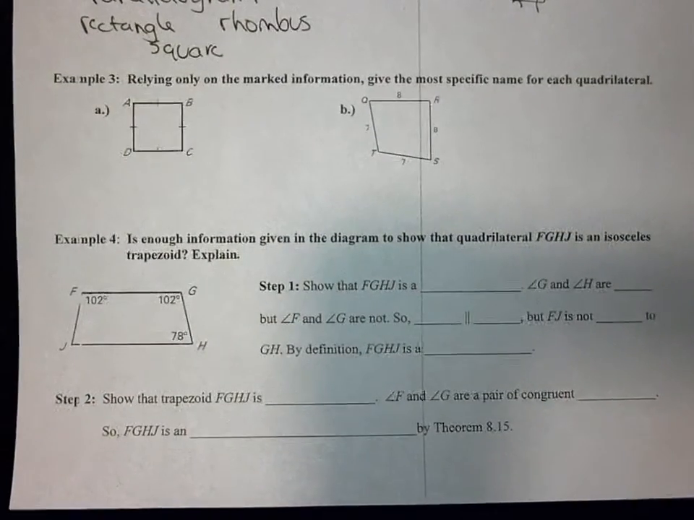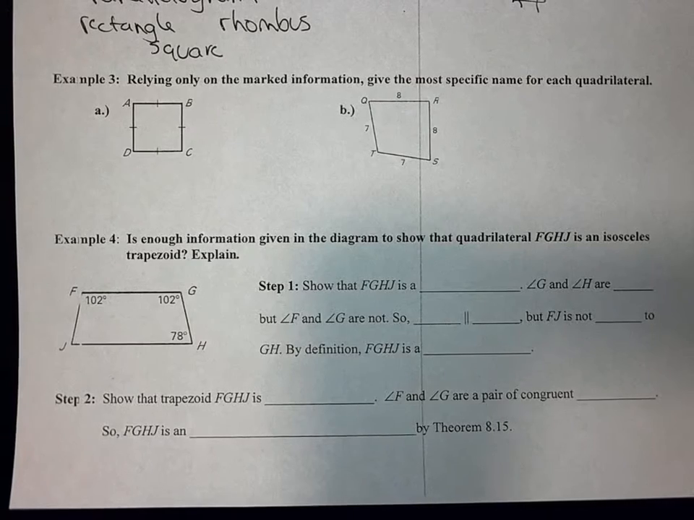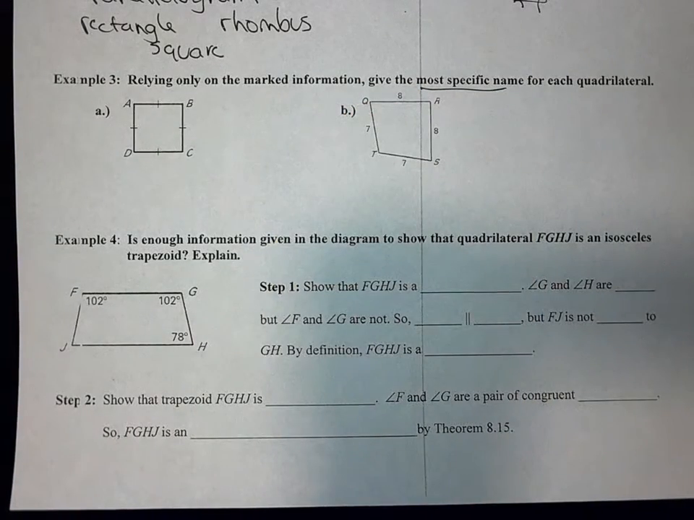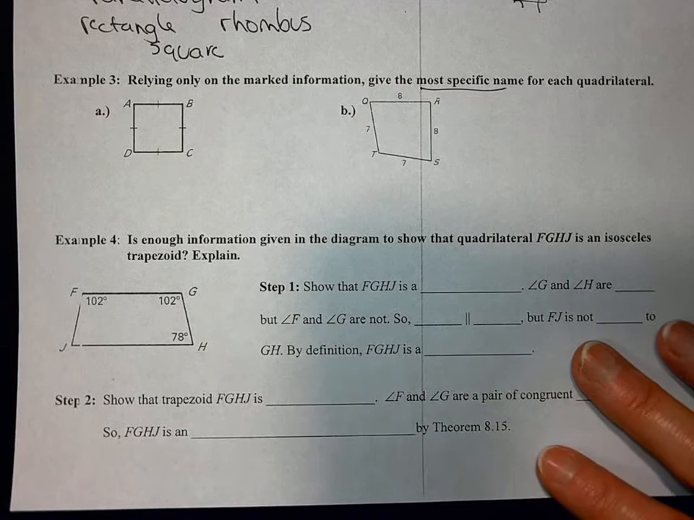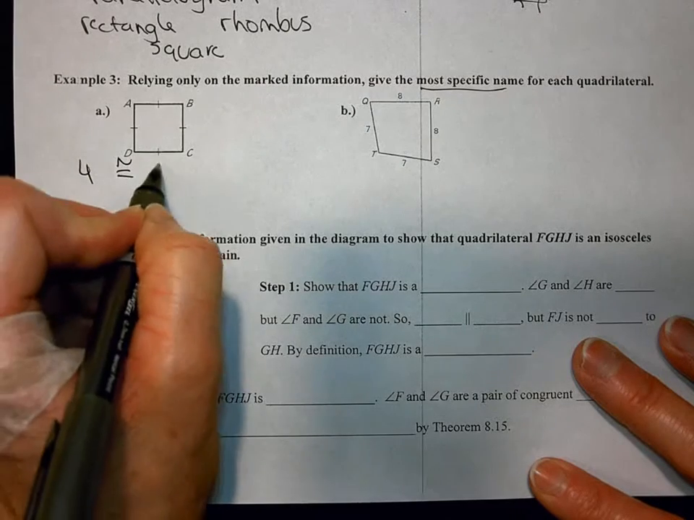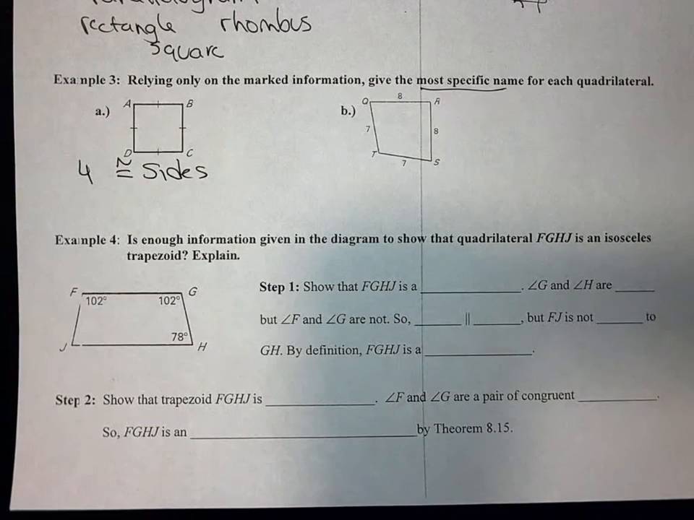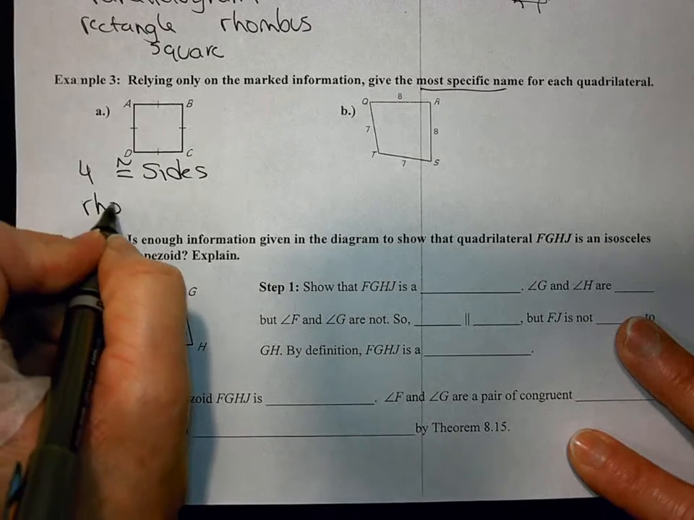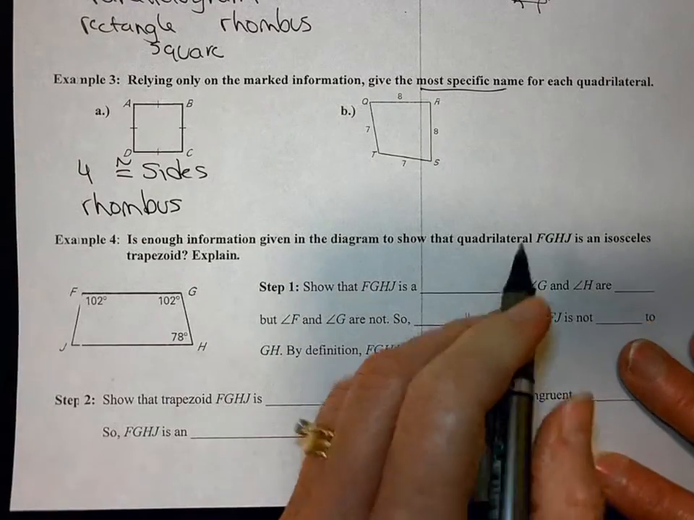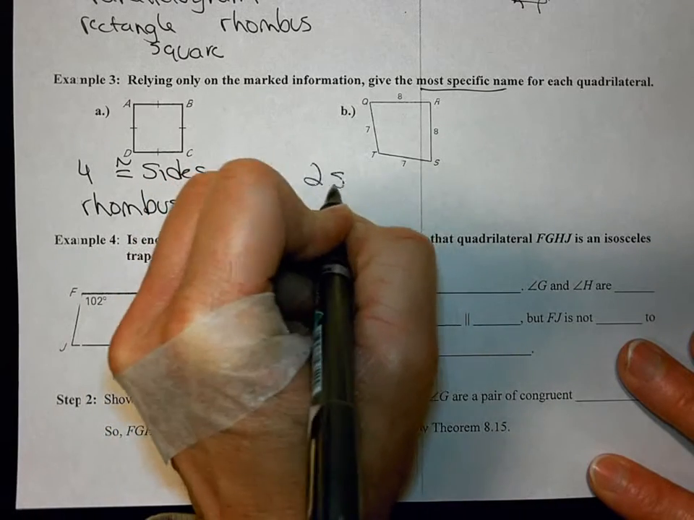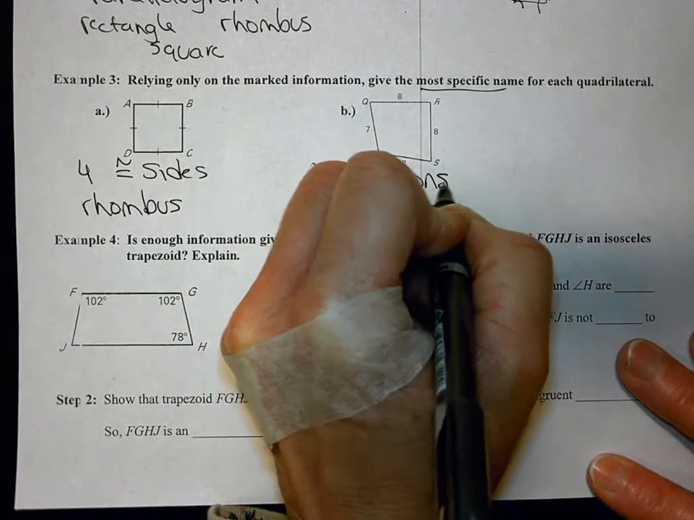Okay, let's take a look at example 3. Now we're going to look at just the picture and decide the most specific name, and again, that's important. You're not picking all the names that it could be, you're picking just one name. So on this particular picture, we know that we have 4 congruent sides. If we look at our properties, we know that if all the sides are congruent, it has to be a rhombus or a square. But in this case, we do not know anything about the right angles, so it could only be a rhombus.